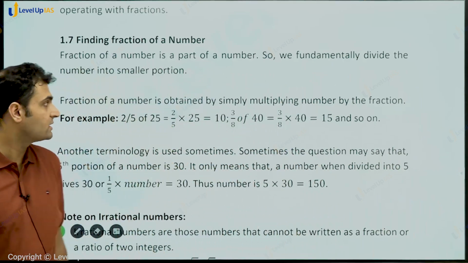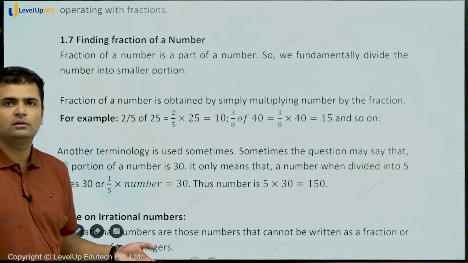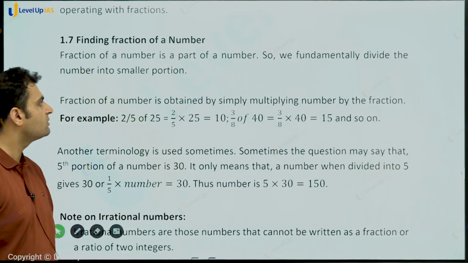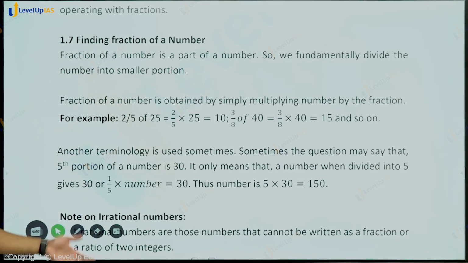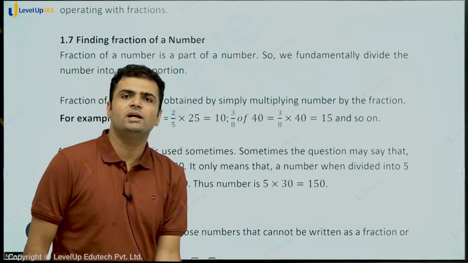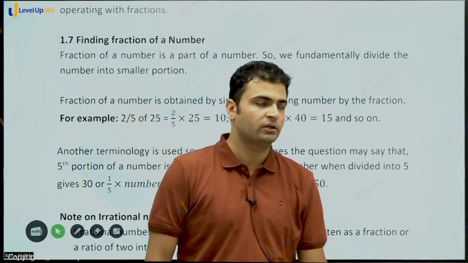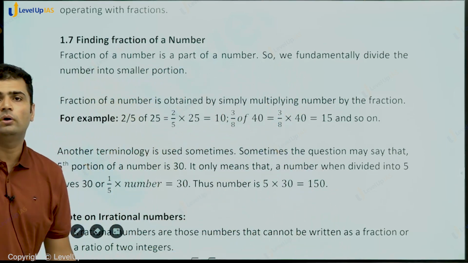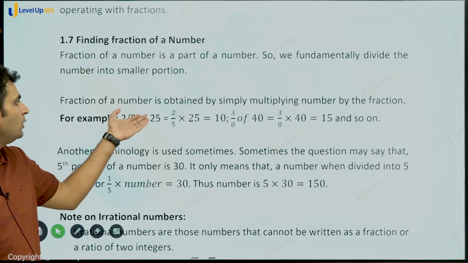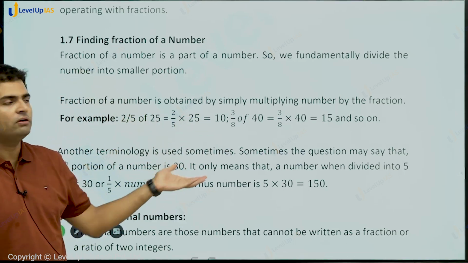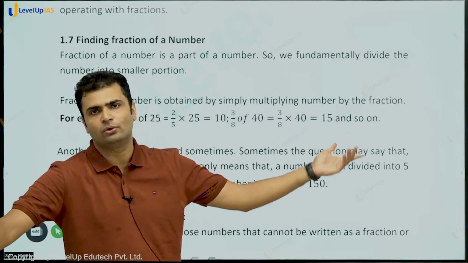Next type of questions which are very simple but इसलिए अभी पूछा नहीं जाता, पुराने जमाने में पूछा भी जाता था. Where you have to find out fraction of a number. Fraction of a number is obtained by simply multiplying fraction with the number. So if you are asked what is 2/5 of 25, it is 2 by 5 into 25. 3/8 of 40 is 3 by 8 into 40, and so on.